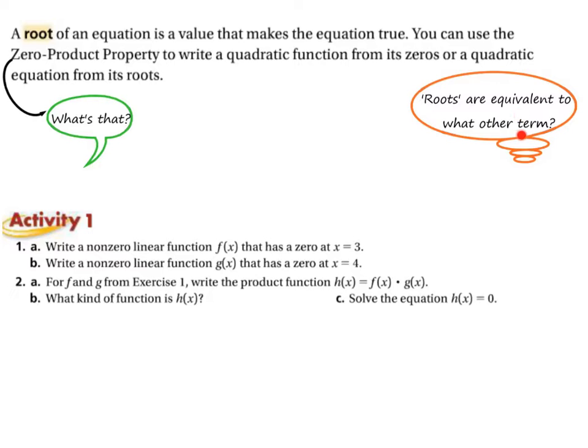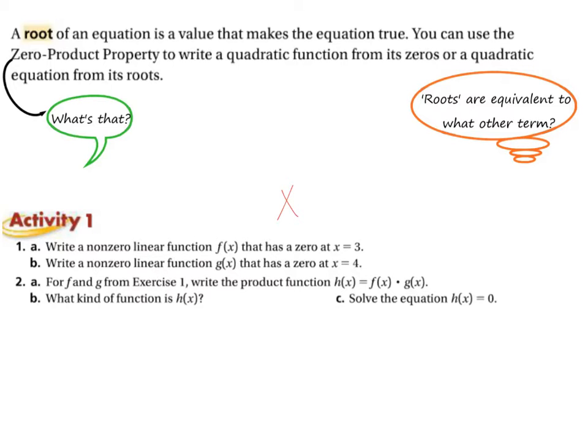Roots are equivalent to what other term? If you remember from class, and it actually says it right here, the roots are the zeros of the function. So first activity, we've got write a non-zero linear function f of x that has a 0 at x equals 3. A linear function means that we just have an x, right? No x squared. X squared is called quadratic.